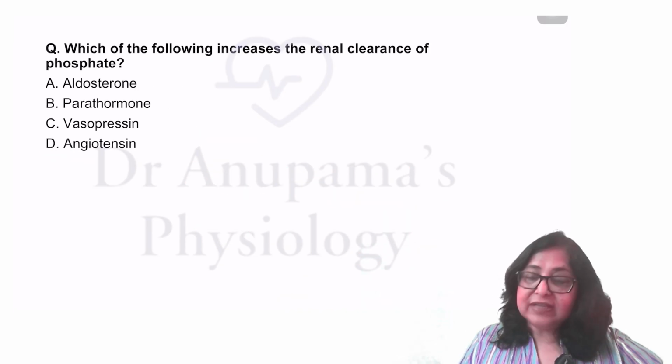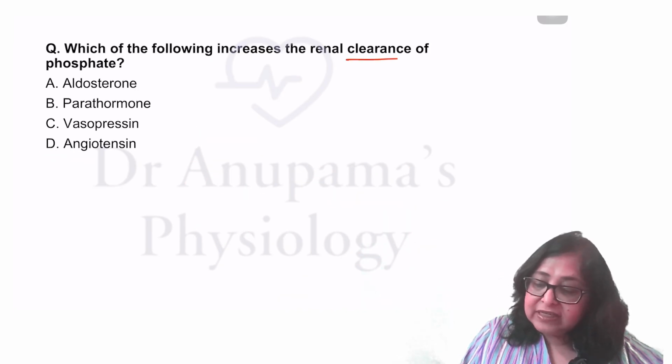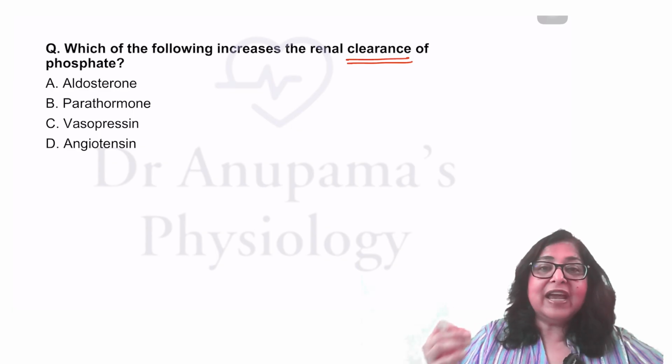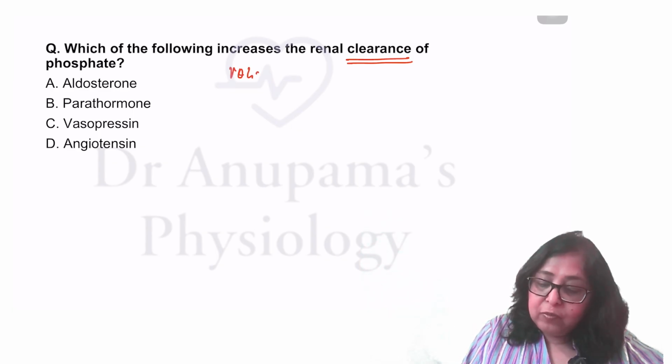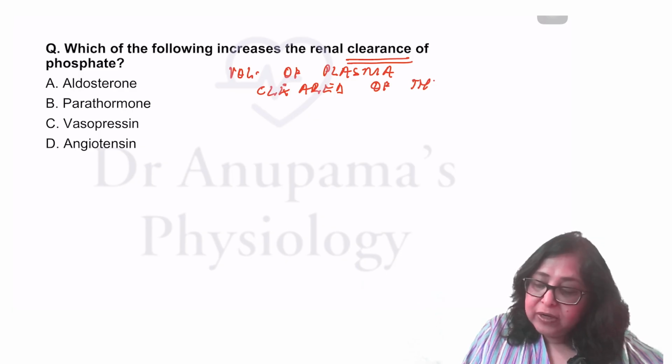Which of the following increases the renal clearance of phosphate? Now, what is the definition of clearance? Clearance of any substance is the volume of plasma cleared of that substance in unit time.